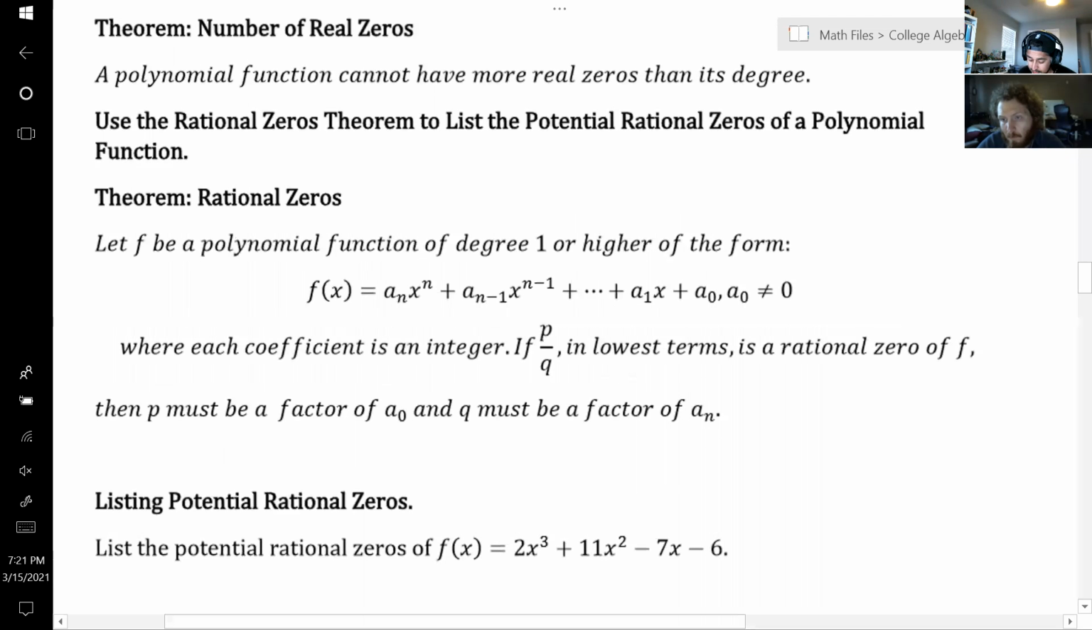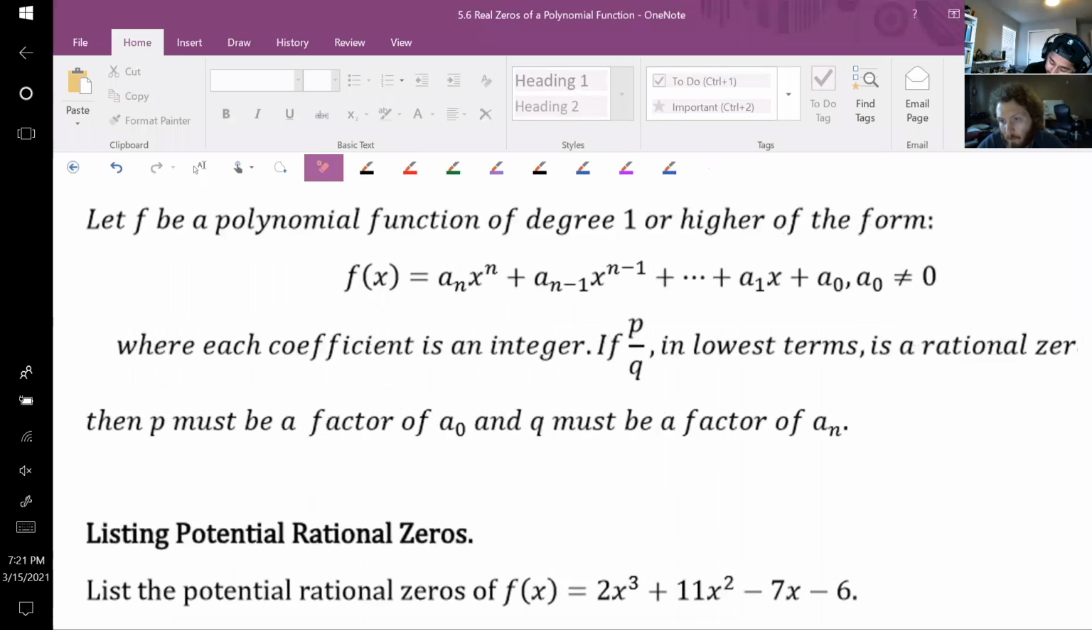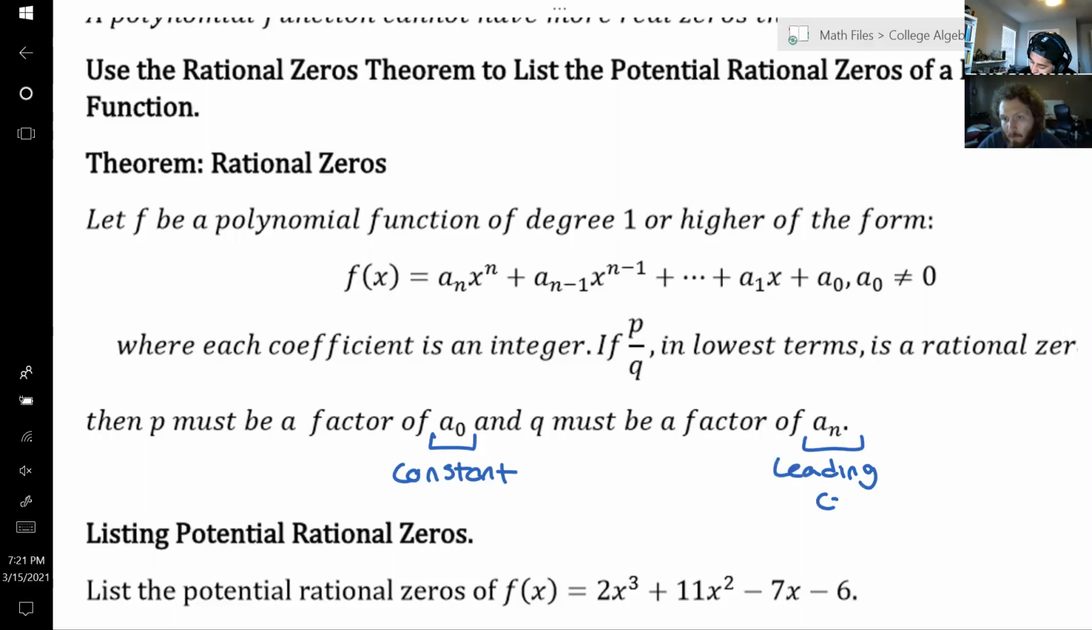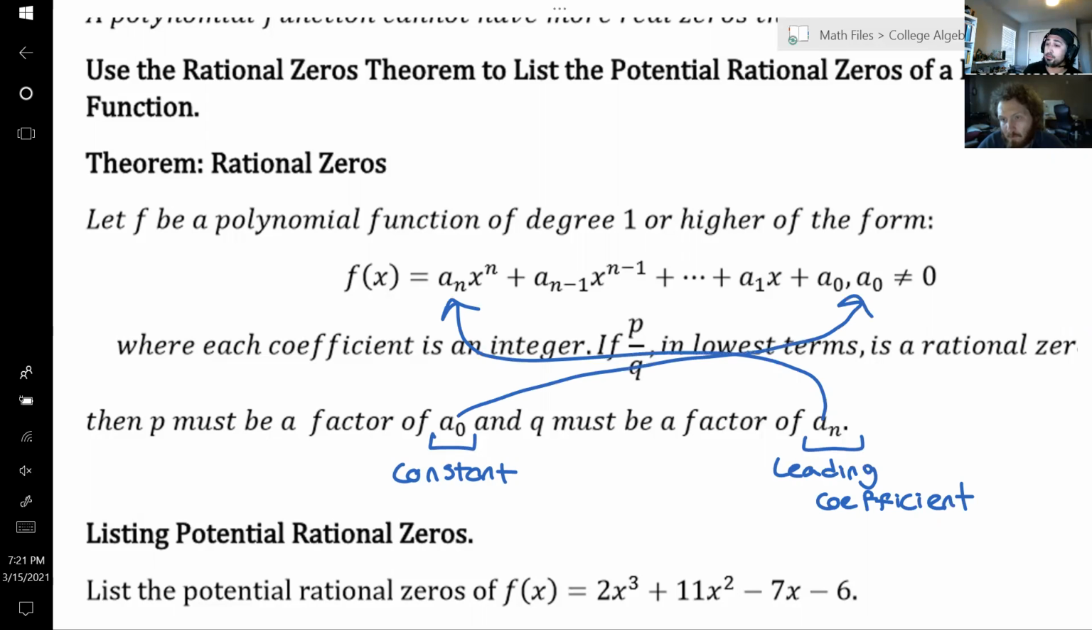So this is just pulling the information from the polynomial above. So a sub 0 is our constant, and a sub n is our leading coefficient. And this all comes from the standard form of the polynomial above. A sub 0 is going to be related to P, and a sub n is going to be related to Q. So what we're going to do is take all the factors of the constant, positive and negative, and put them over all the factors of the leading coefficient, positive and negative. So we're going to take the constant, put it over the coefficient, and find all the factors of every number.